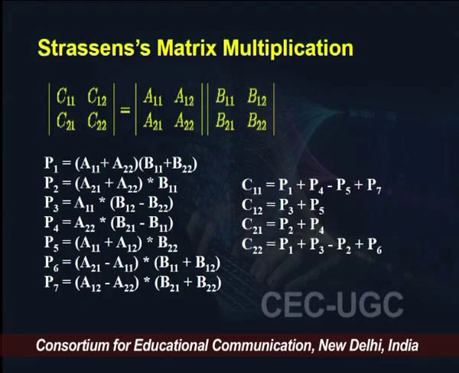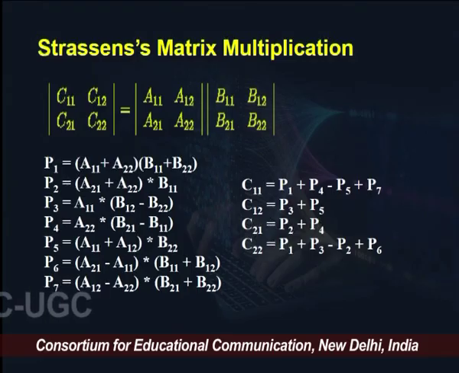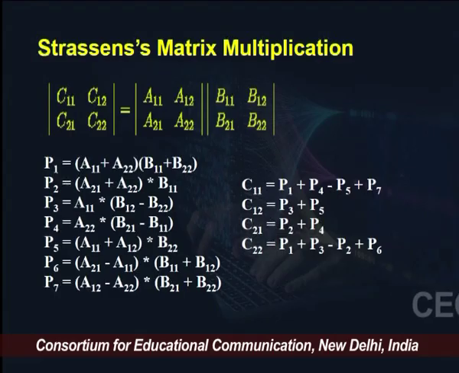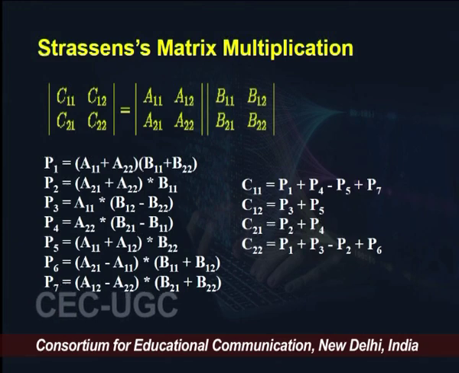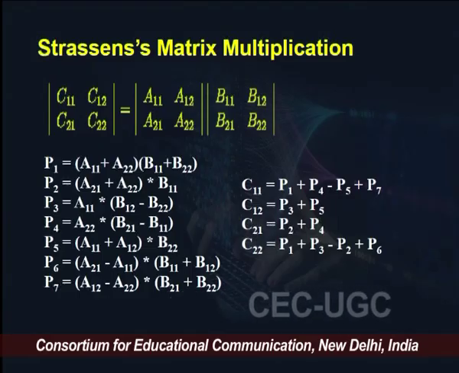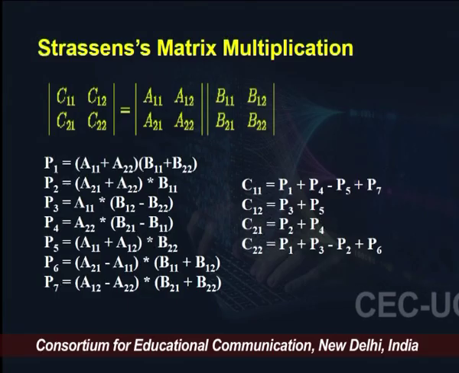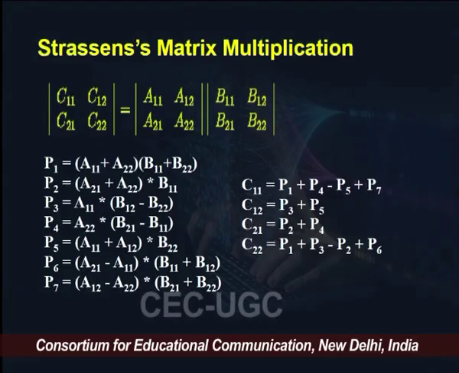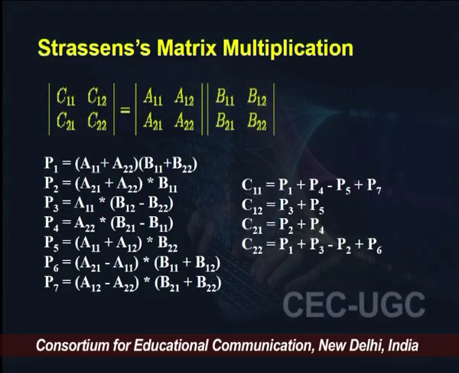So, here P1, P2, P3, P4, P5, P6 and P7 are some intermediate results which are calculated as shown in the formulas. P1 is A11 plus A22 multiplied by B11 plus B22. P2 is A21 plus A22 multiplied by B11. P3 is A11 multiplied by B12 minus B22.